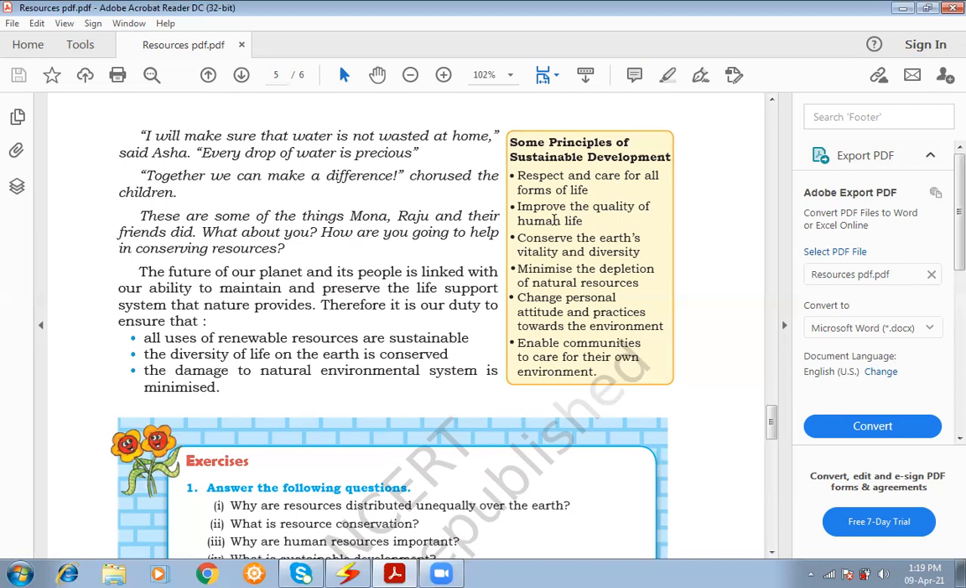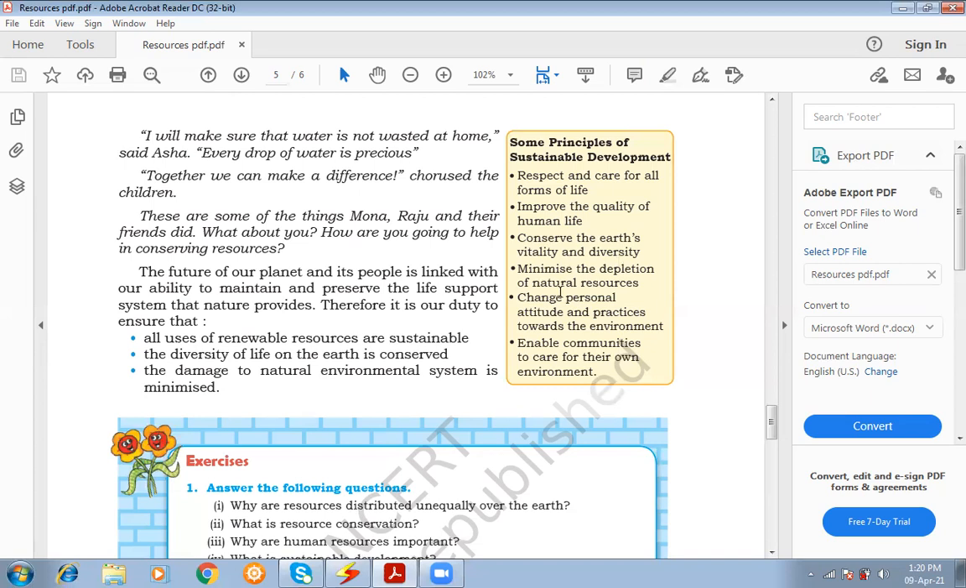So, who can improve the quality? Our life depends on us. We are responsible for our life, so it is our duty that we should live our life in a way that we should not waste the resources. Conserve the earth's vitality and diversity. Earth's vitality means the life of the earth, the plants, and all other things which are there in the nature, that is the life of the earth. And diversity means there are so many forms of life which are there.